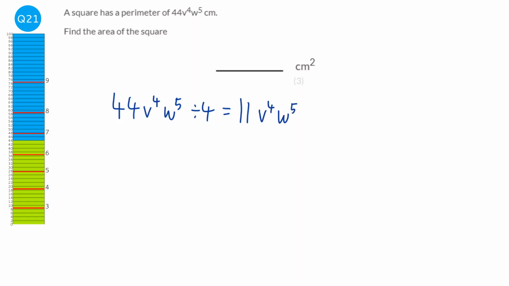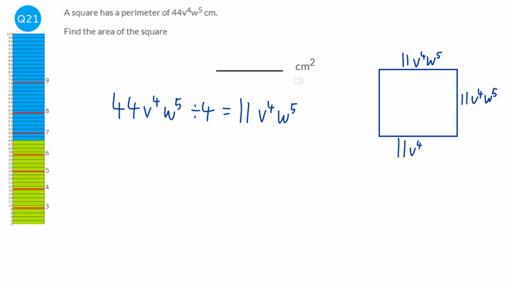Some people will try and do something with the v to the power 4 w to the power 5, but if you think about it, if I just draw out my square, if it's 11v to the power 4 w to the power 5 all the way around, when you add, you don't add the v to the power 4, w to the power 5. It's just going to be 11 lots, another 11 lot, another lot of 11, and another lot of 11. So it's 44 v to the power 4, w to the power 5 in total.